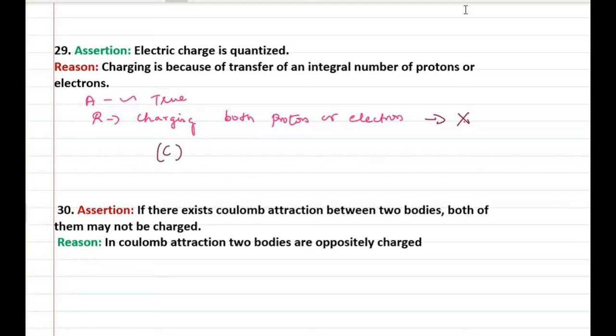What is the correct statement? Charging is done only by electrons. Only electrons can move. Here they have given protons, which is wrong. So the reason is a wrong statement.